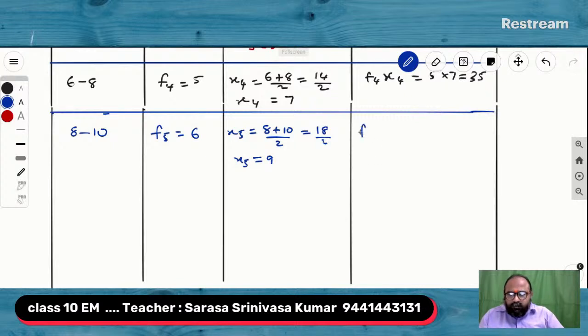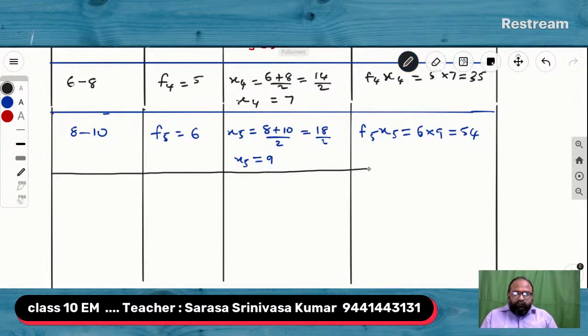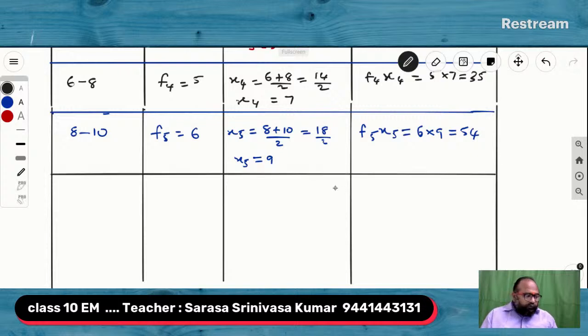Now we calculate f5 multiplied by x5. This is equal to 6 multiplied by 9, which is equal to 54. Next, the 10 to 12 class interval.